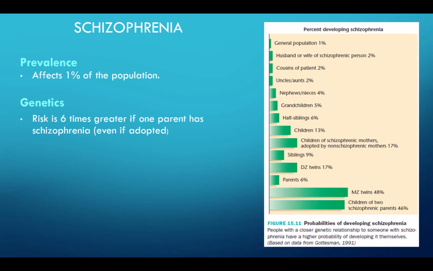Schizophrenia affects 1% of the general population. It has a heritable component, with a 6 times greater risk of being diagnosed with schizophrenia if you have a parent with schizophrenia. And you can see here in this graph, here we see 1% of the general population. And then we get down here to monozygotic twins, and it's a 48% concordance rate. So if you have one identical twin with schizophrenia, there's a 48% chance that the other twin is going to have it.